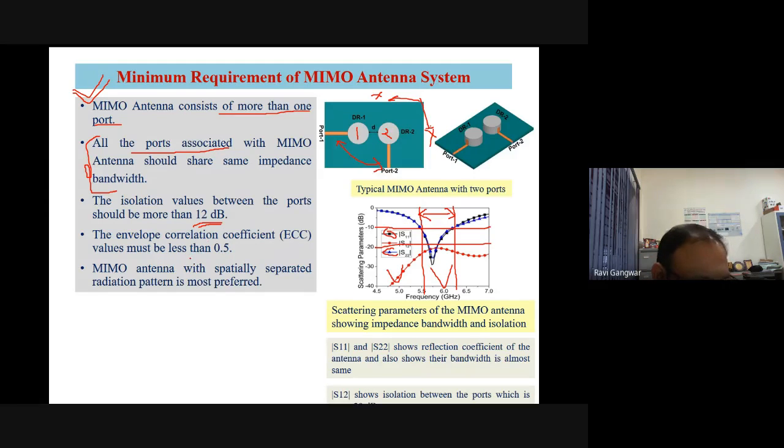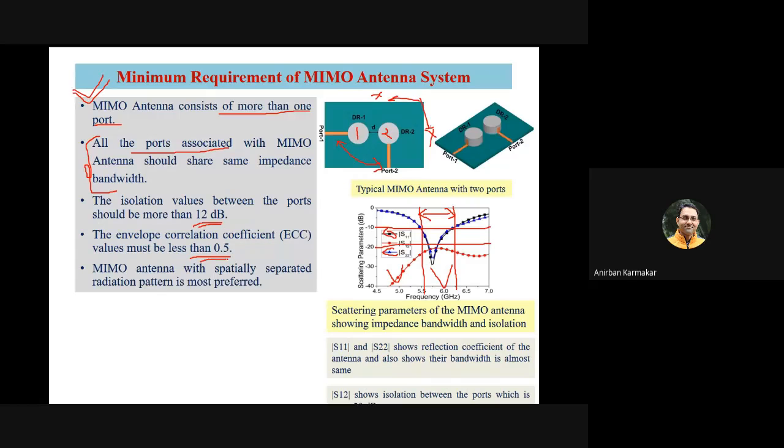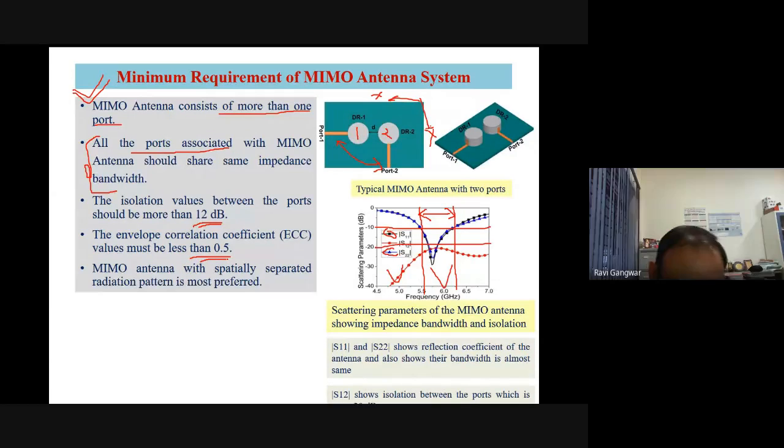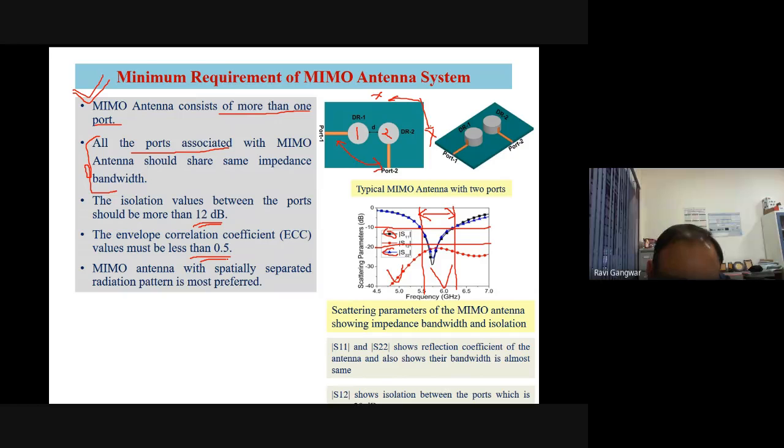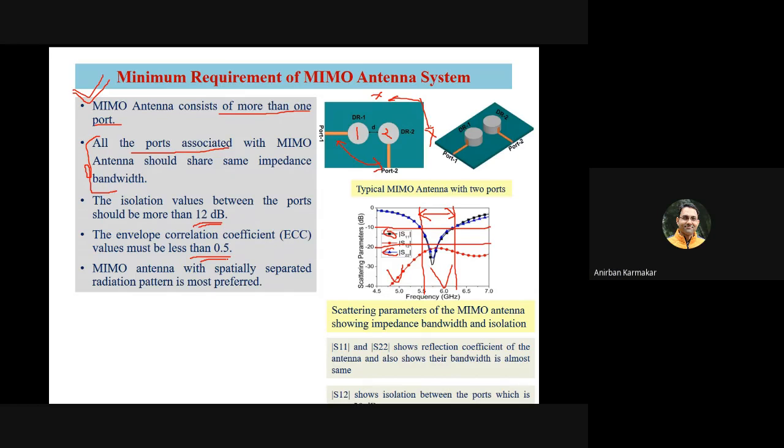Next, the envelope correlation coefficient is going to be, Hello, sir. Yes. Yes, actually, the S12 plot is simulated by software, and it is basically port isolation. Okay. Yes, port isolation. Okay. Actually, it is measured by the corresponding signals received and transmitted by port 1 and 2. So now the thing is, is it the actual isolation between the two antennas?